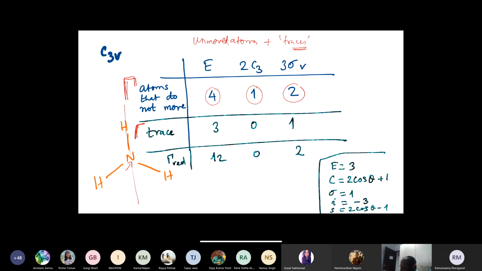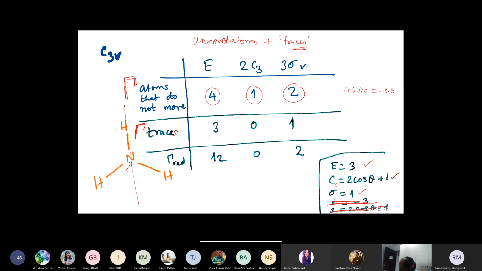The trace under the traces, you have to again go to this formula. Under E it is 3, under the C axis C3 here it is 2 cos theta plus 1, and sigma is equal to 1. I and S we don't have in this molecule, don't worry about it. So it's easy. So in E the trace you put 3, under C3, 2 cos theta plus 1. You know cos 120 is, how much is cos 120?